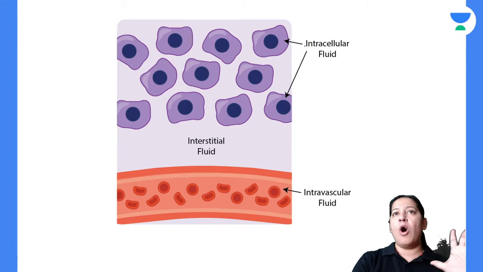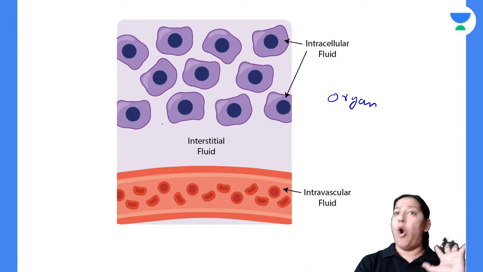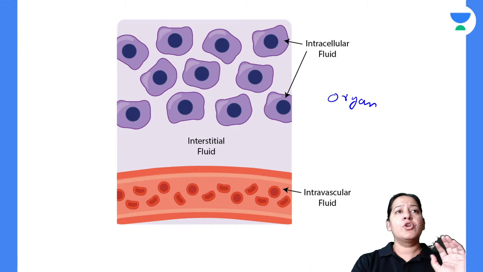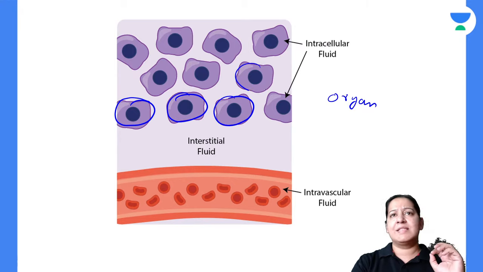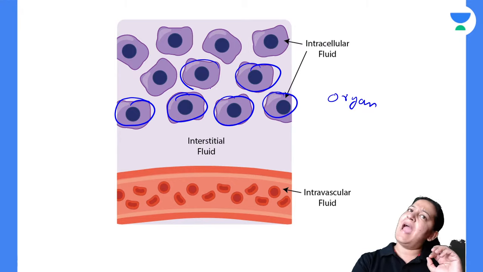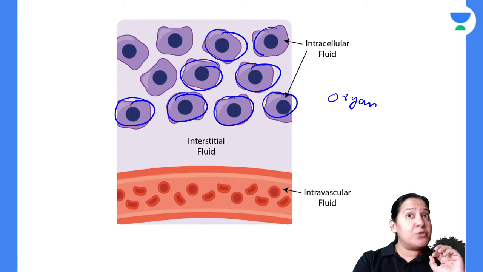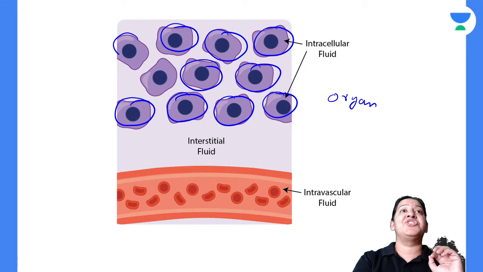Can you see this is an organ? It can be any organ of the human body. All organs are made up of cells. So the human body is made up of cells. So these are the cells of any organ, say a kidney, a liver, a spleen, any organ. So the space between the cells is known as interstitial space.